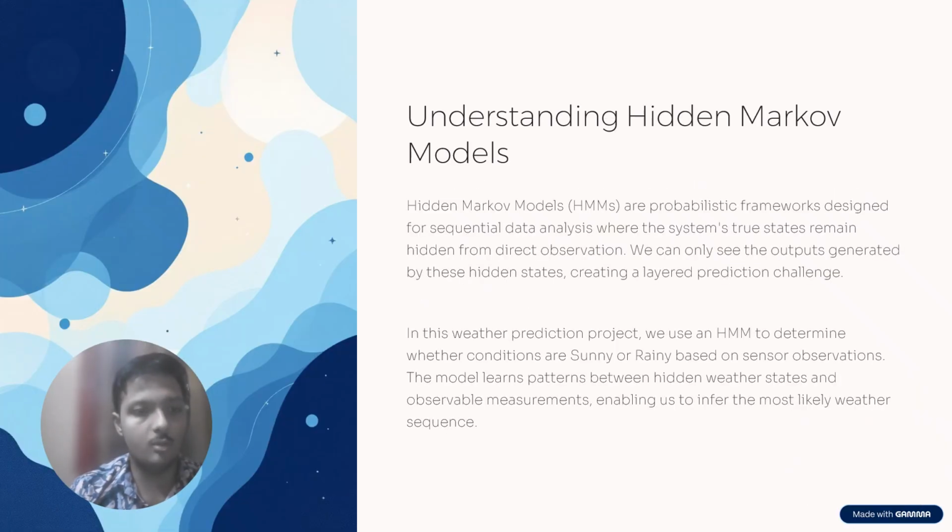Understanding hidden Markov model. Hidden Markov models are a probability framework designed for sequential data analysis where the system's true states remain hidden from direct observation. We can only see the output generated by the hidden state, creating a layered prediction challenge. In this weather prediction project, we use an HMM to determine whether conditions are sunny or rainy based on sensor observation. The model learns patterns between hidden weather states and observable measurements, enabling us to interpret the most likely weather sequence.